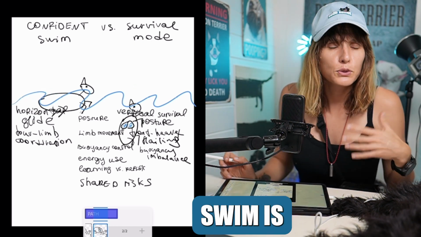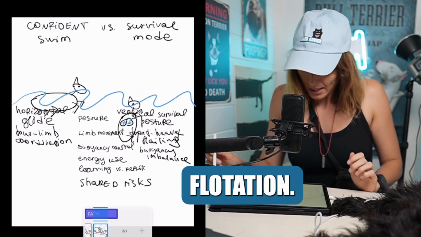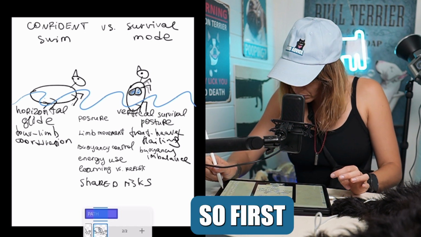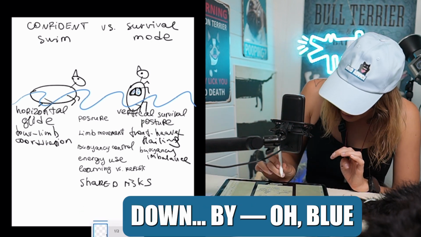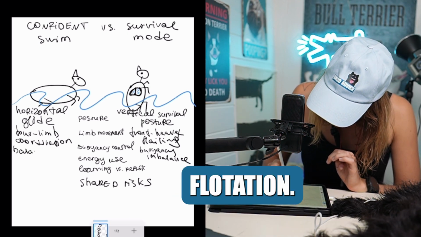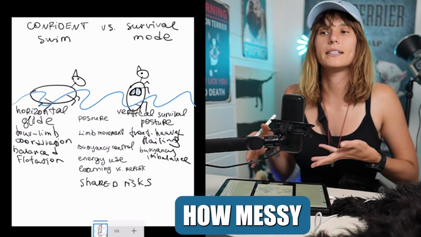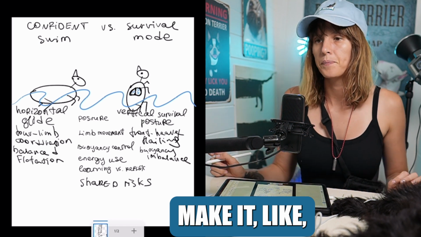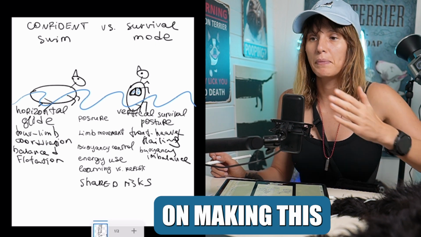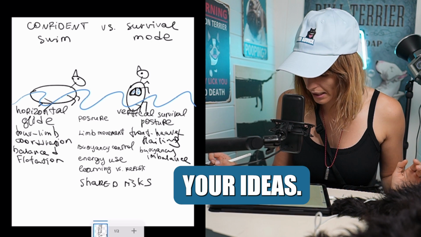Now, the confident swim is balanced flotation. How does this look? Let's see. So first, I need to remember to write it down. Oh, blue. Balanced flotation. Somehow I need to make this whole thing less messy. I don't know. Let me know your ideas on making this whole thing, with me drawing and writing, less messy. Let me know your ideas.